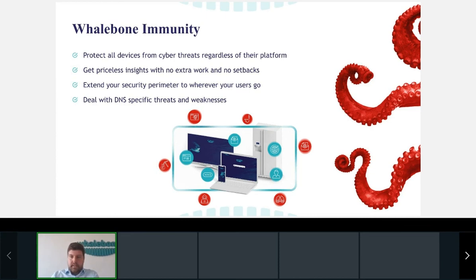To conclude this, with Whalebone Immunity, which is a product including the home office security, we are able to protect all devices from cyber threats, regardless of their platform or of their placement, whether they are inside the network or anywhere in the world. Yeah, this is really important, and this is how we see the future, and also to get all the priceless insights on the history of the traffic. That's really important.